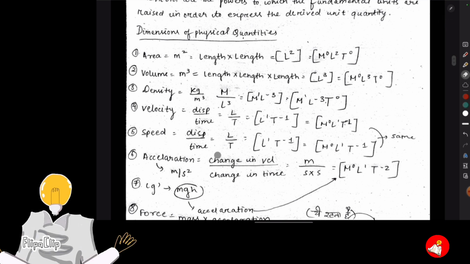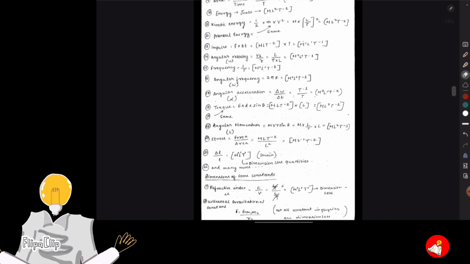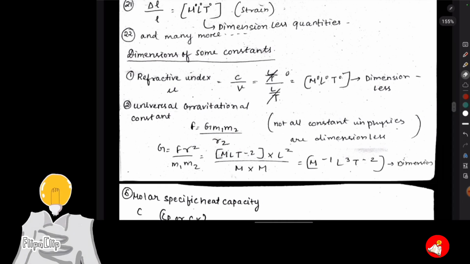Speed, displacement upon time, I already did that. Speed and velocity are the same in terms of dimension analysis. Acceleration, change in velocity by change in time. Meter by s into s, change in time means s into s. Change in velocity means M0 L1 T minus 2. So these are the type of questions that I will be providing.